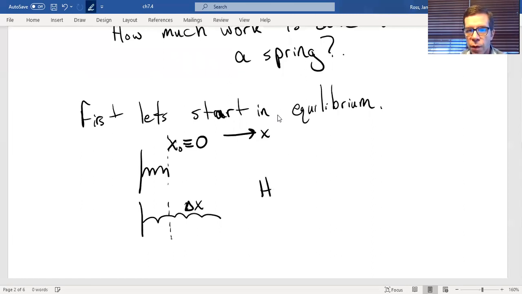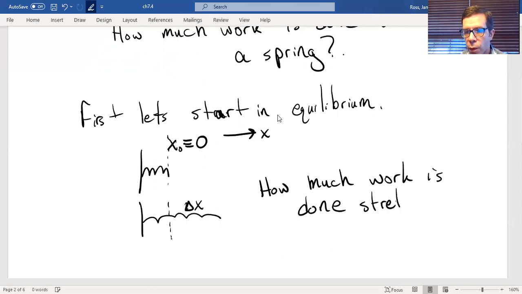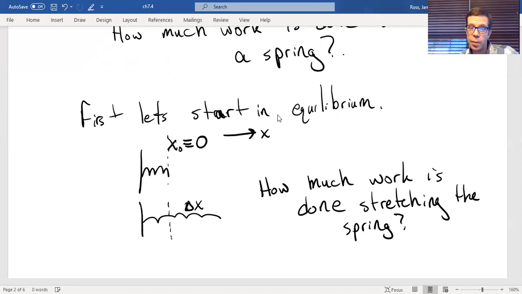And we want to say how much work is done stretching the spring. Right? We know work is done because in order to stretch the spring, I have to apply some force. And that force acts over a distance because we move a distance.